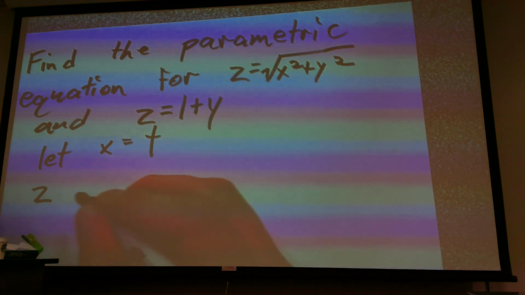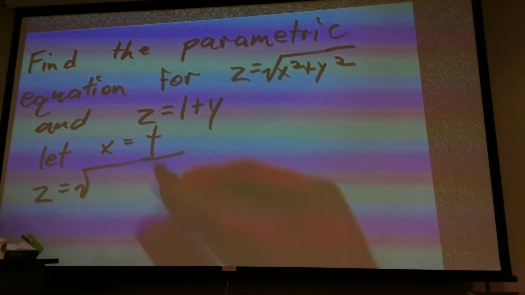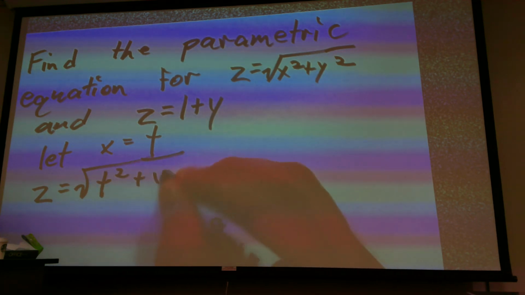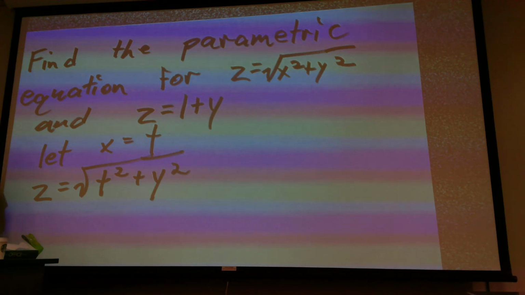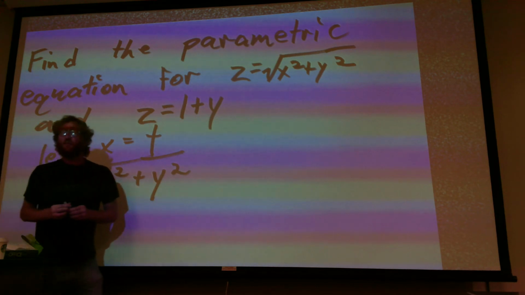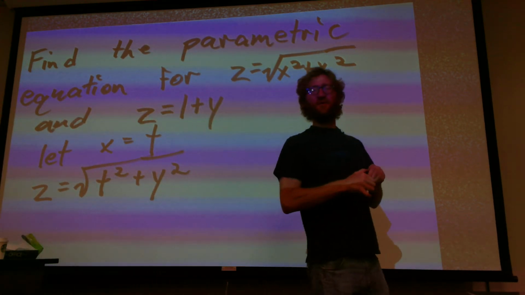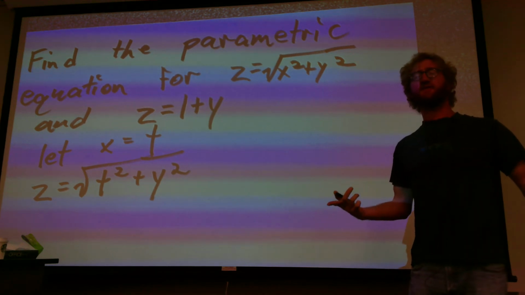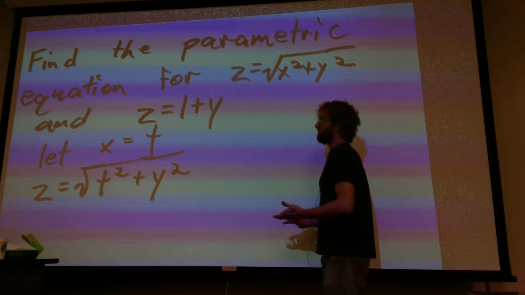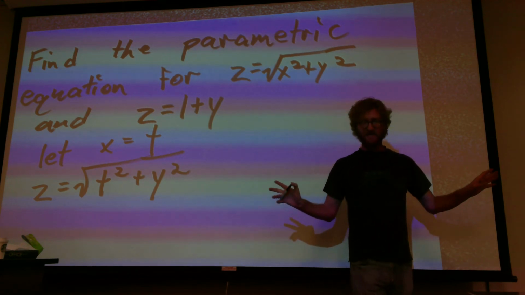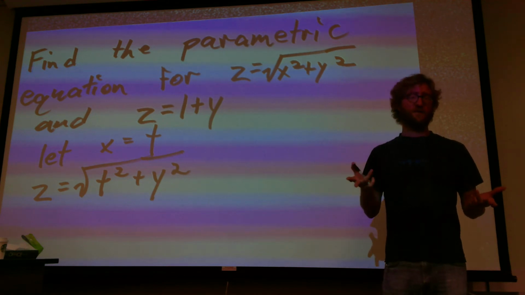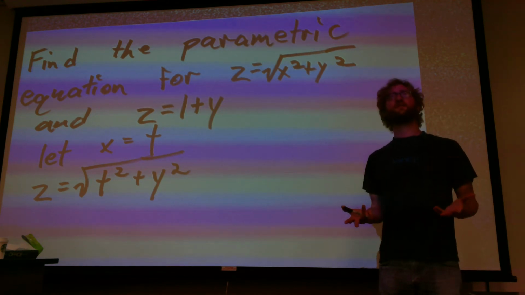Well, it means that z is going to equal the square root of t squared plus y squared. Okay, so that's not exactly what we want at this point. I want y to also be a function of t. So we're looking for x as a function of t. We just decide x equals t. And now I want to look at this problem and ask, how do I find y as a function of t?